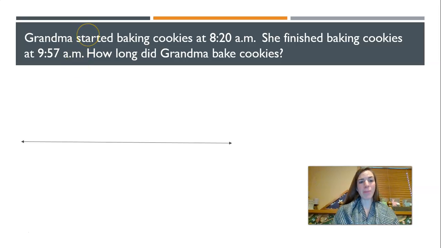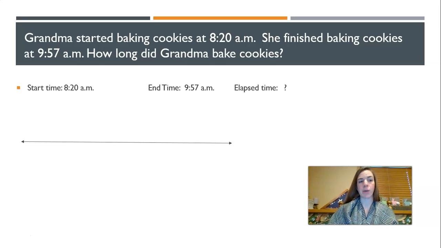Here we go. Grandma started baking cookies at 8:20 a.m. She finished baking cookies at 9:57 a.m. How long did Grandma bake cookies? Well, the first thing, just like in our other video, I always write down my notes. So I know the start time is 8:20 a.m. I know the end time is 9:57 a.m. So it's a.m. and a.m. And I need to know how long did it take Grandma to bake the cookies, which is our elapsed time. How long was she doing that?